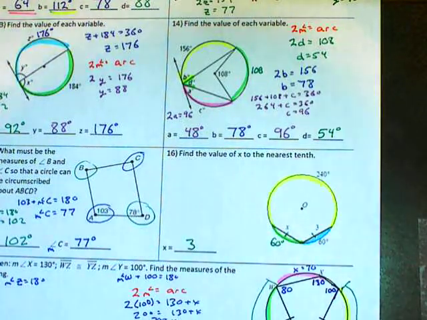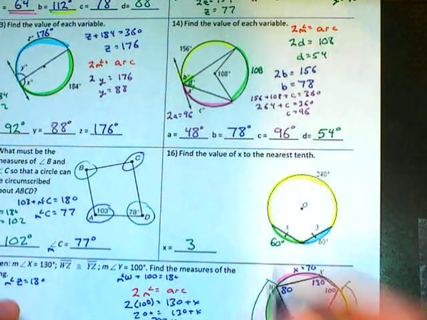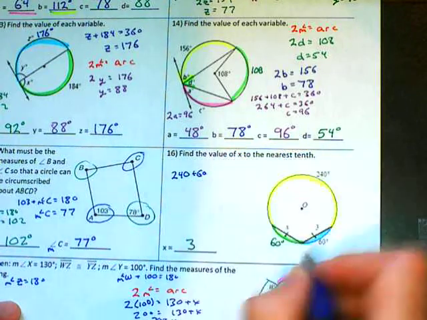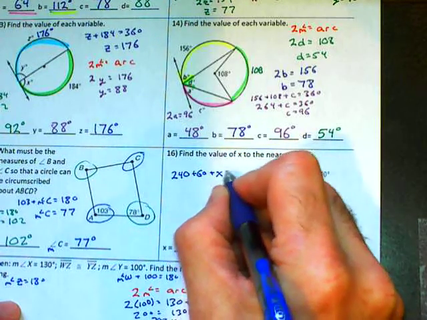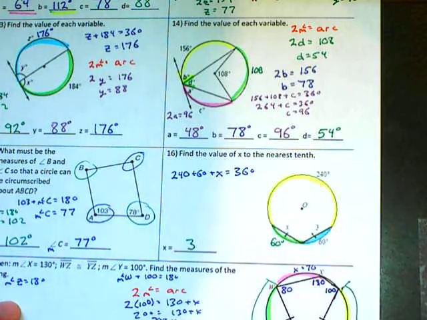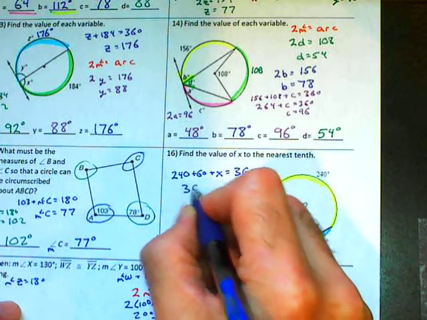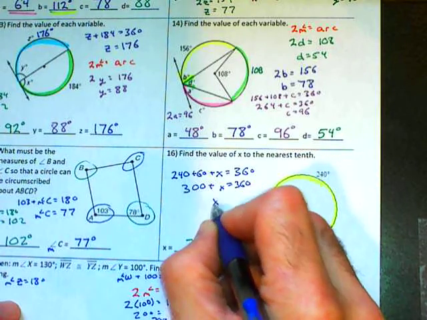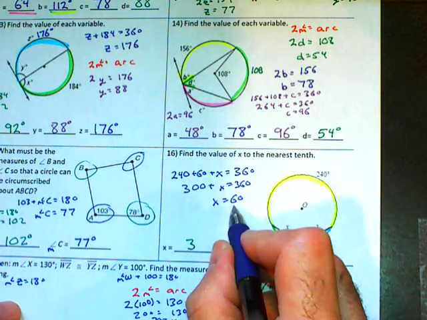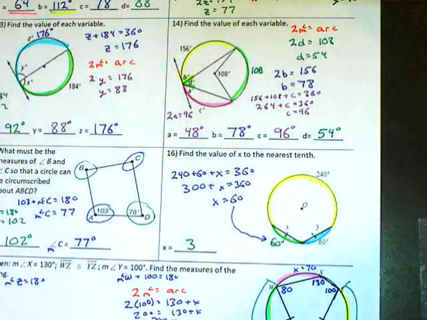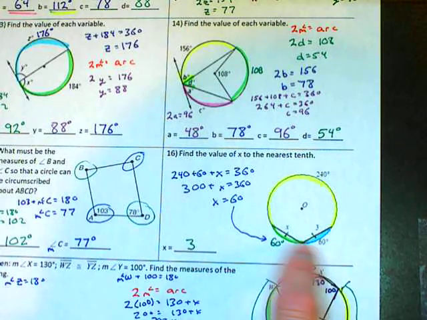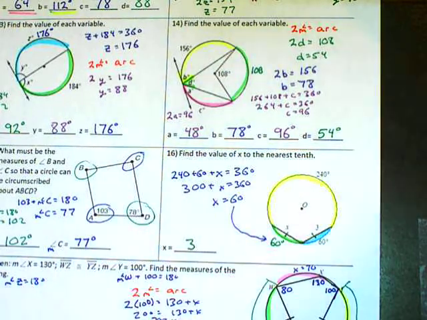I'm done. So if I was going to show work, if I walk away thinking I didn't show enough work, 240 plus 60 plus that missing arc equaled 360. That made 300 plus x equal 360. That made x equal to 60. That's how I got this one. Once I got that 60, now I know these two are congruent. That makes the chords congruent. That makes x equal to 3.